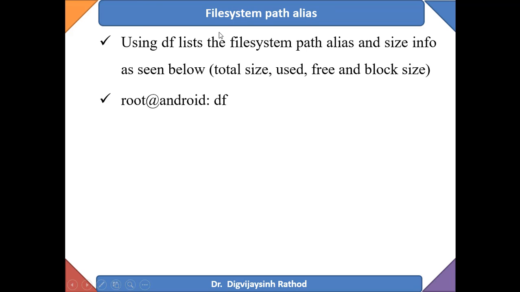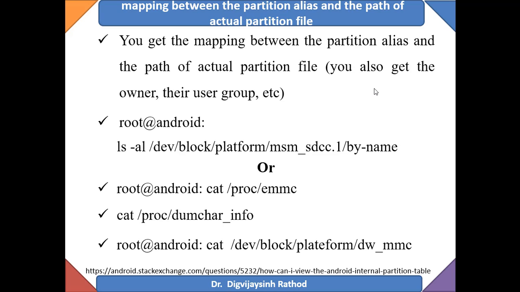Now the second thing is the file system path aliases. If you really want to know the file system path aliases along with the size information, like the total size, used, free, and the block size related to the file systems, then you can try df. This will give you the list of file systems with other details related to total size, used, free, block size, and other things also. That also you can try.